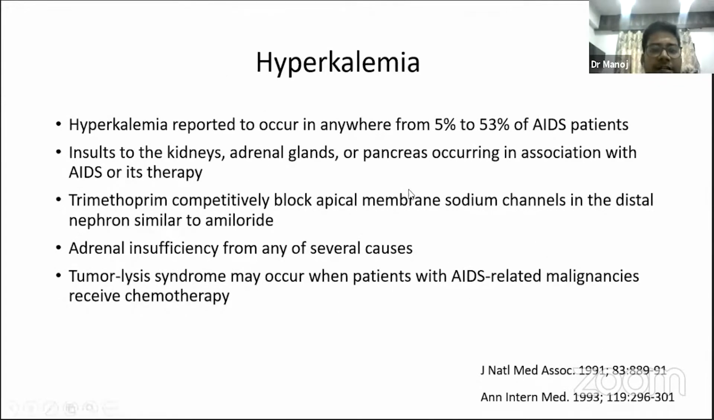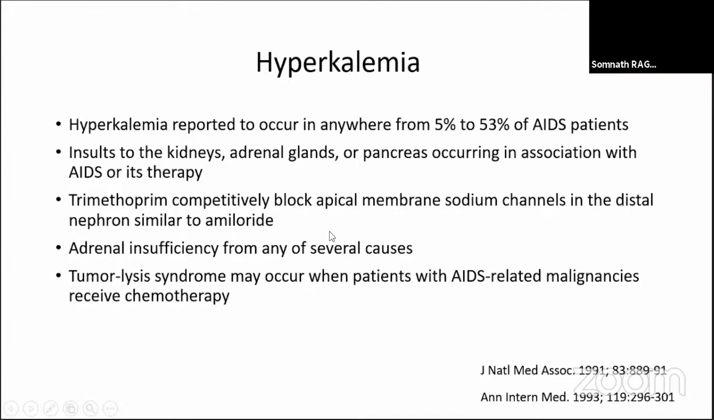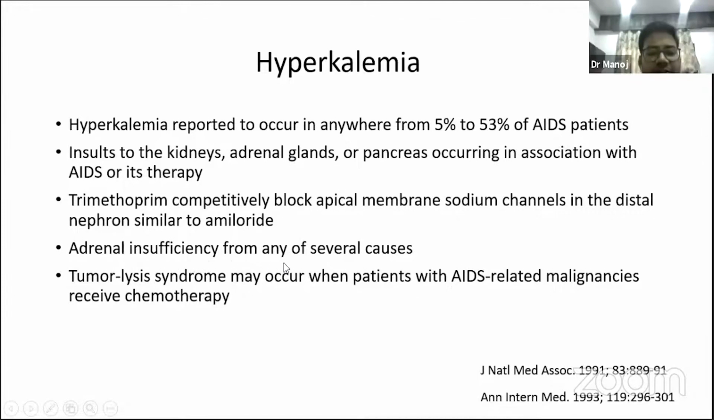Now, apart from hyponatremia, hyperkalemia is also common, found in 5 to 53% of AIDS patients, and it is commonly because of insult to the kidney, adrenal gland, and pancreas in association with AIDS or its therapy. Trimethoprim, which is commonly used for the treatment of pneumocystis, can block the apical membrane sodium channel in the distal nephron, similar to amiloride, and can lead to hyperkalemia. Apart from that, adrenal insufficiency from several causes can also lead to hyperkalemia, and various chemotherapies used for treatment of AIDS-related malignancy can also lead to tumor lysis syndrome and hyperkalemia.